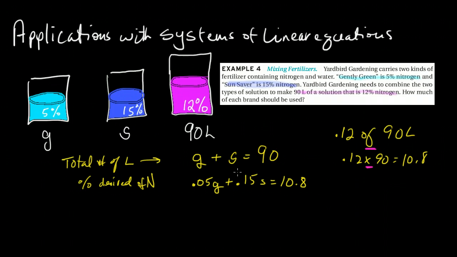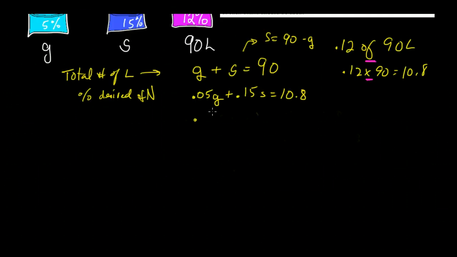We can go ahead and use whatever method we like best for solving them. So let's use substitution. Let's take this one and solve it for S. That's pretty much the same thing as saying S is equal to 90 minus G, or negative G plus 90. Either way works. Substituting this expression for S here, we get 0.05 of G plus 0.15 of (90 minus G), and that'll be equal to 10.8.